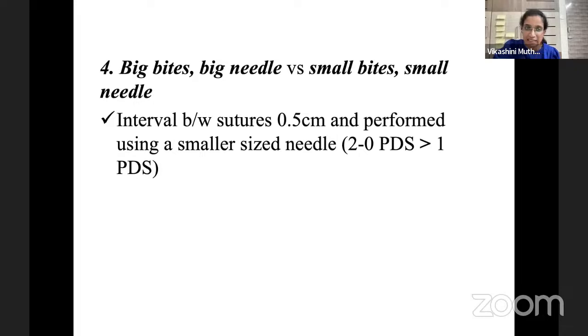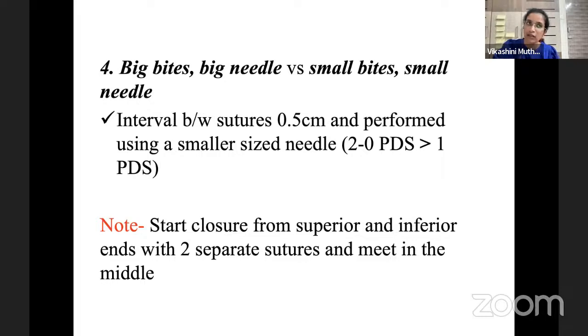And again, what is accepted these days is that the distance between the two sutures and also the distance between the edge of the wound and the suture should be 5 mm. And it's preferably performed using a small sized needle, like 2-0 PDS is preferred over 1 PDS.